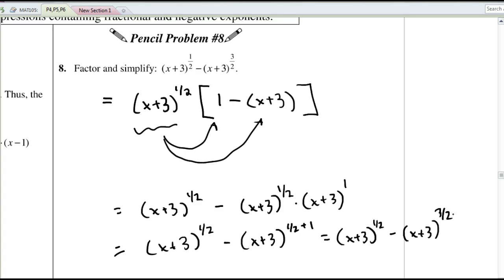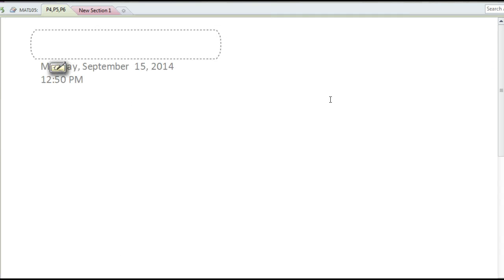Let's try one more hard one. I can't help myself. This is the last problem in the section, but I know there are some more difficult ones. So let's do one more like 8. Let's just make a new page. And let's go ahead and factor, let's say something like x plus 1.